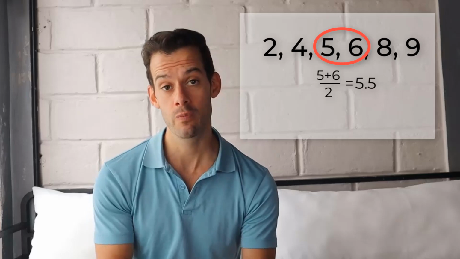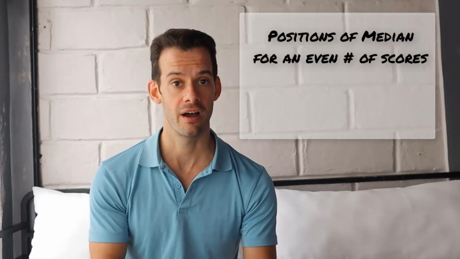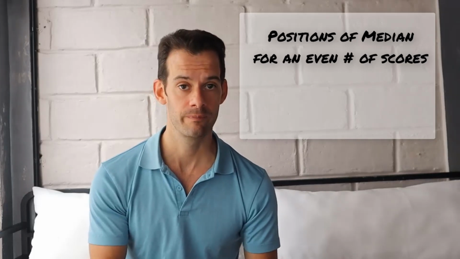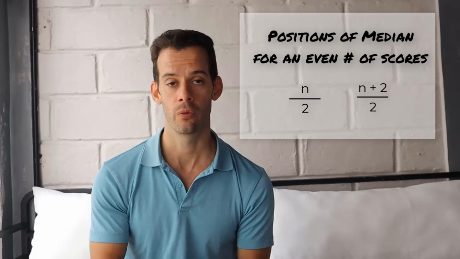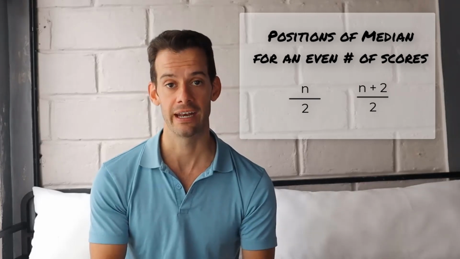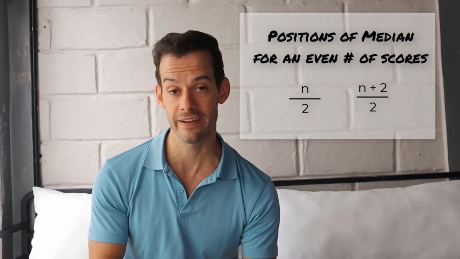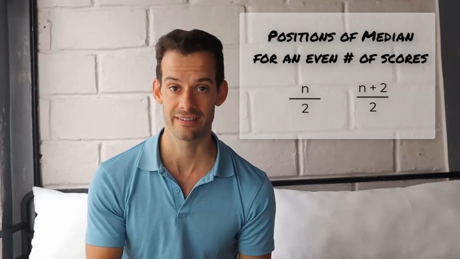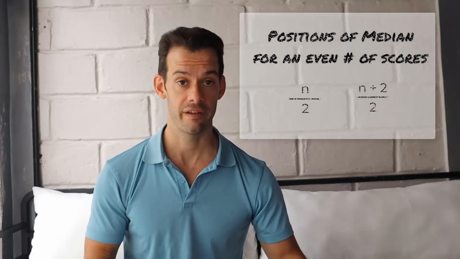To find these 2 middle scores without counting everything, the first one will be at the position of n divided by 2, and the second one will be at n plus 2 divided by 2. So if we had 50 scores, then we would look at the median being the mean of the 25th score and the 26th score. The median is just based on the position of the scores when they're in order.